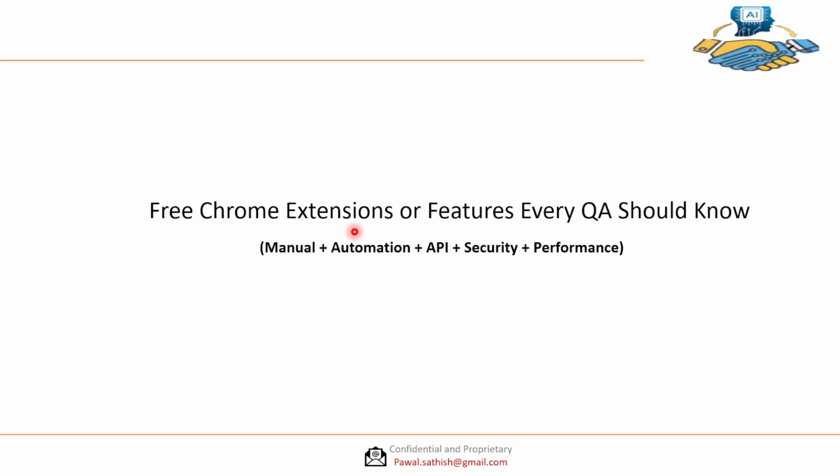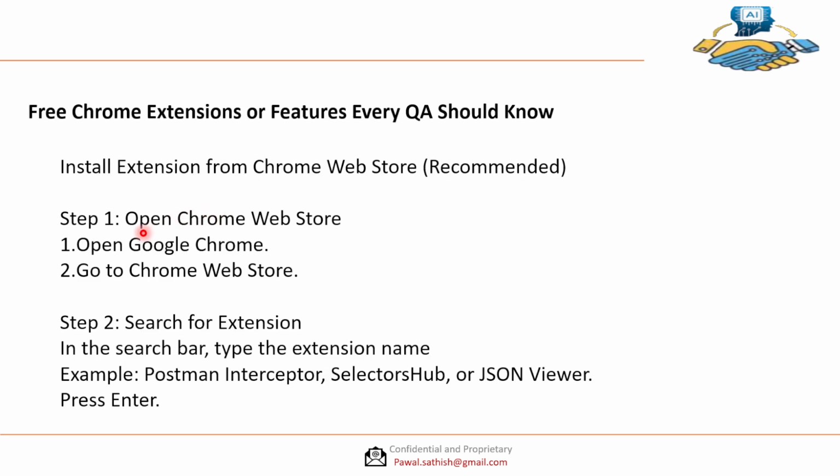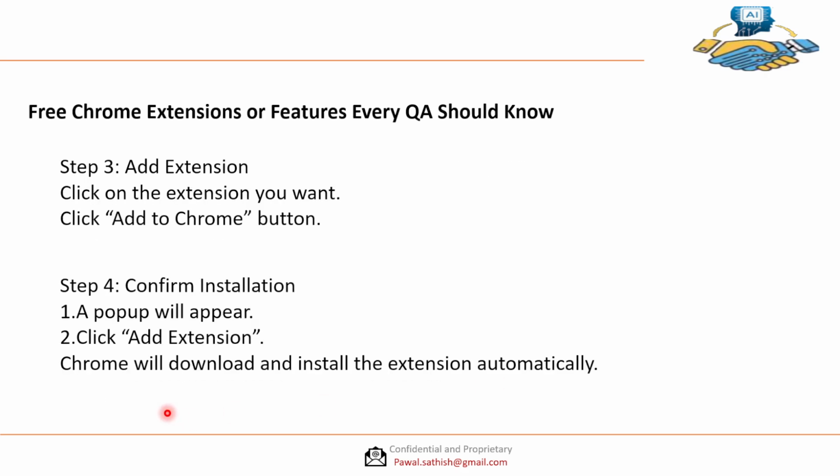First of all, we'll see how to add an extension. Here I have mentioned the simple steps. First, we need to open Google Chrome, and in Google Chrome, we need to find the Chrome Web Store. Once the Chrome Web Store web page is opened, in the search bar, we need to type the extension name which we need to add. For example, Postman Interceptor, Selector Hub or JSON Viewer. Then we need to press enter.